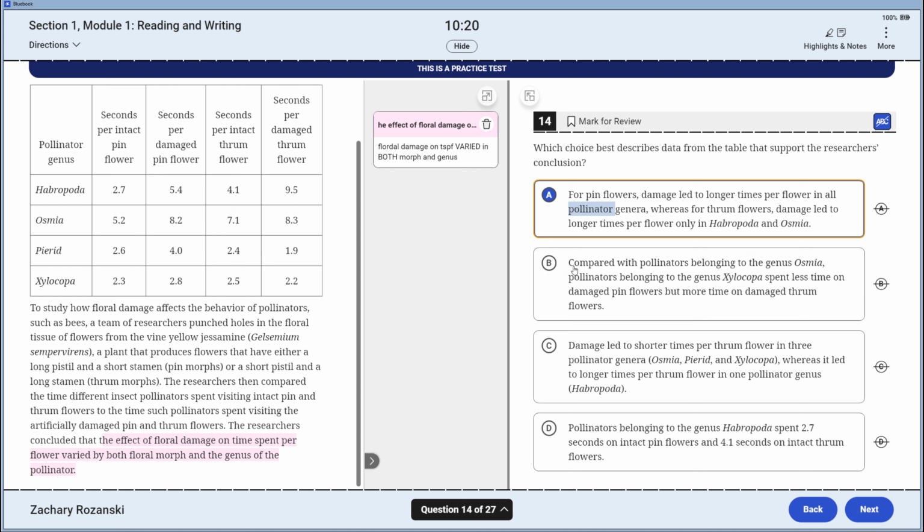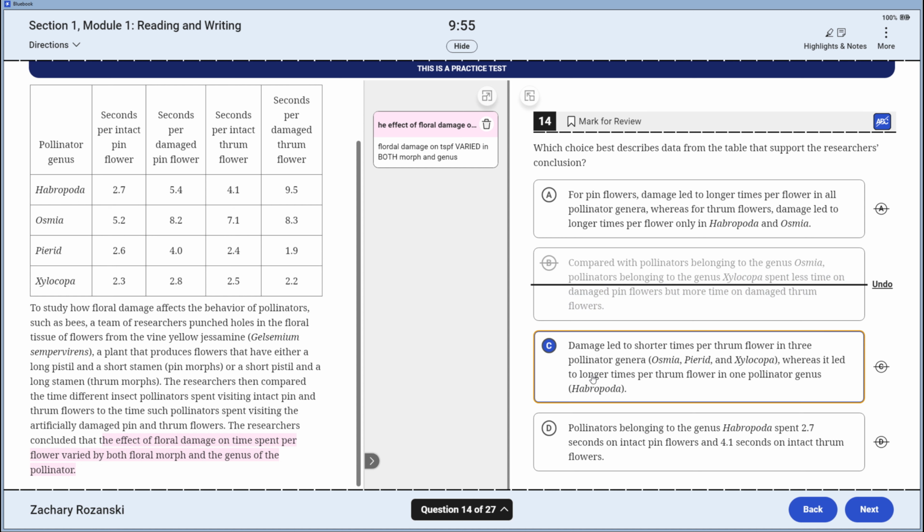So we want both this and that. Compared with pollinators belonging to the genus Osmia, pollinators belonging to the genus Cyclopia spent less time. So this one spent less time on damaged pin. This one spent less time on damaged pin. That's not true. Spent less time on damaged, but more time on damage. Neither of those things are true.